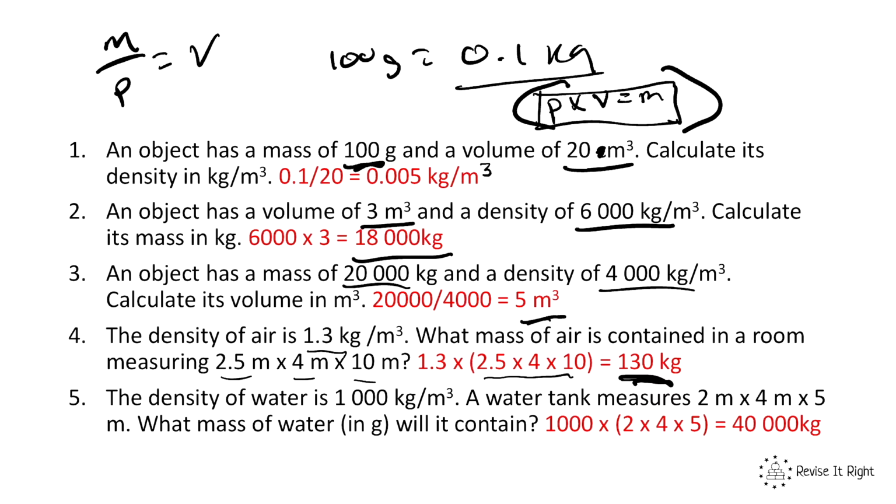And finally, the density of water is 1,000 kilograms per meters cubed. A water tank measures 2 by 4 by 5. What mass of water will it contain? Similar equation to last time where we have to work out the volume ourselves. So length times width times height, which is here. Then obviously times that by the density, which is 1,000. Again, using this equation here would give you density 1,000 times the volume, and you should have got 40,000 kilograms.